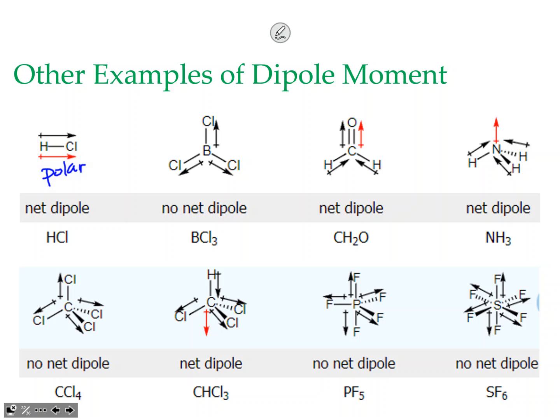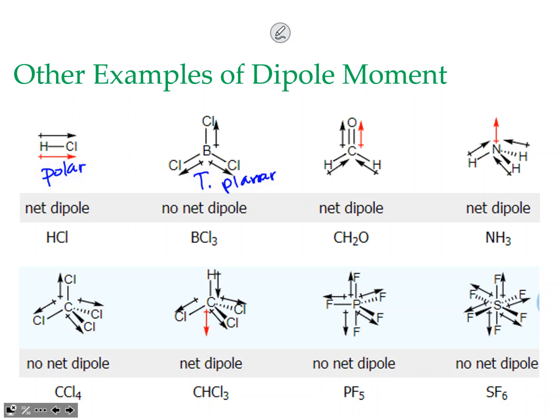Now the boron one is kind of interesting. Remember, boron doesn't always follow the rules. Like I said before, boron is stable with 6 valence electrons. So it forms this trigonal planar shape. With the trigonal planar shape, the dipole moments cancel. We end up with a nonpolar molecule there.